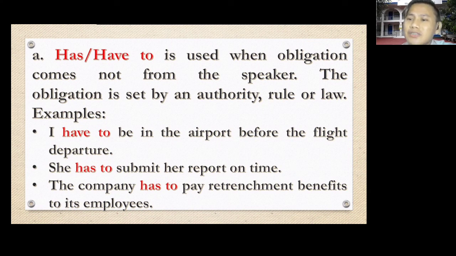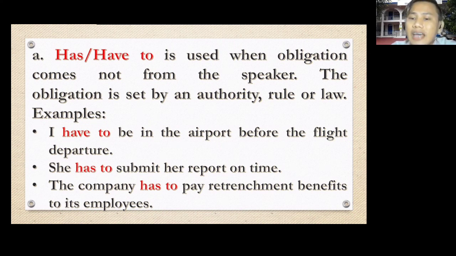So what are the authority or rule or law that we have? The Constitution, okay? It is an example of law. What about rule? Let's say, for example, at school, we have rules and regulations. Likewise, also in our classroom, there is a set of rules that we need to follow while engaging in an online class or whatsoever. So in our examples here, I have to be at the airport before the flight departure.